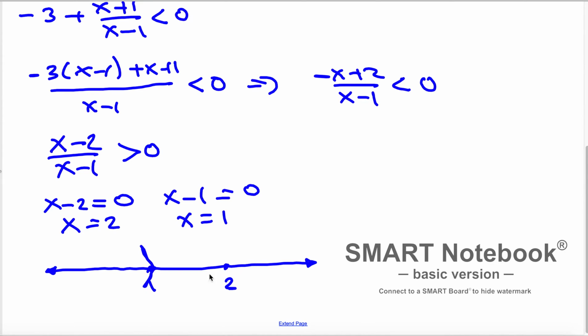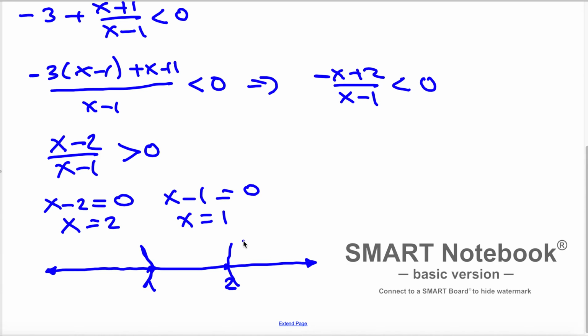And now if we take a number between 1 and 2, let's say 1.5: 1.5 minus 2 is minus 0.5, but 1.5 minus 1 is 0.5, which is positive. Negative divided by positive is a negative number. A negative number cannot be greater than 0, so this is false. And if we take any number between 2 and infinity, let's say 3: 3 minus 2 is 1, positive, 3 minus 1 is 2, so it holds. It means that part of the solution is in this region here.